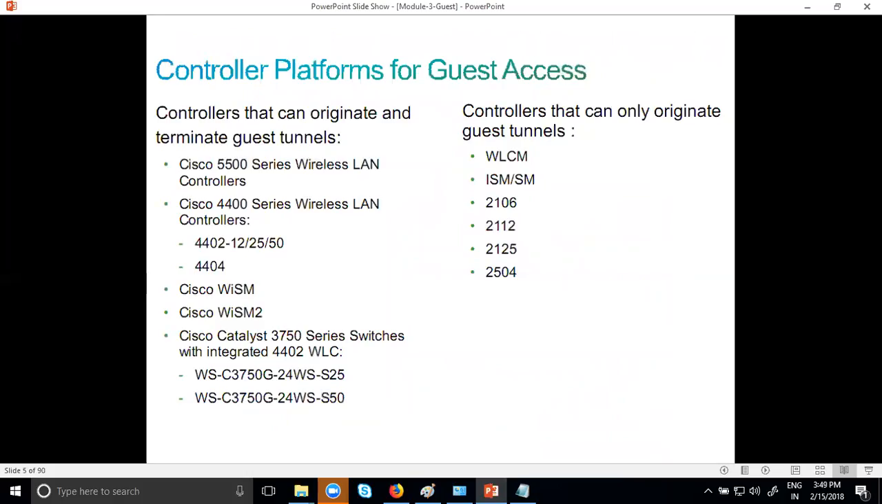So let's give you an idea about the controller platforms for guest access. We have different models of controllers that we use for different levels. We have different series of controllers that we use in this section: Cisco 5500, 4400, 4402. We have the Cisco WISM also.